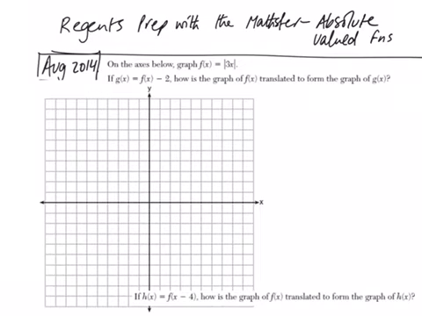So we are working on this graph, f(x) is equal to the absolute value of 3x. Okay, so let's make a table and let's mark a few things. We can take any number of values. So let's take -3, -2, -1, 0, 1, 2, and 3.